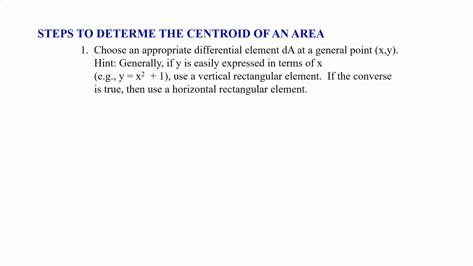The steps to determining the centroid of an area are: first, we need to choose an appropriate differential element, dA, at a general point, x and y. And it's often important to recognize that if y can easily be expressed in terms of x, such as y equals x squared plus 1, then we should use a vertical rectangular element. If the converse is true, that is, if it's easier to express x in terms of y, then we should use a horizontal rectangular element.